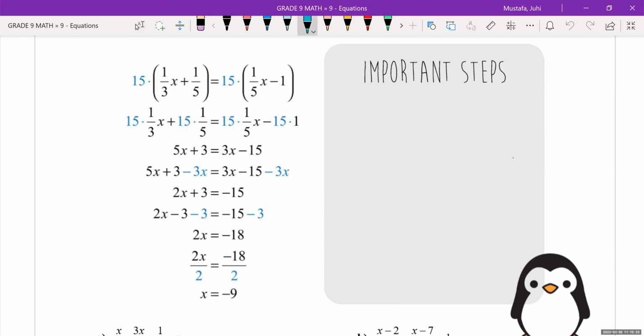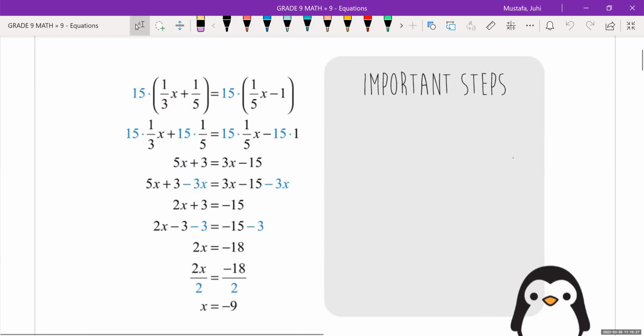your own notes. So the question is 1 over 3x plus 1 over 5 is equal to 1 over 5x minus 1. You can see that the very first step is they found this number 15 and they're multiplying it to every single term inside in the entire equation. Does anyone know where they got the 15 from?